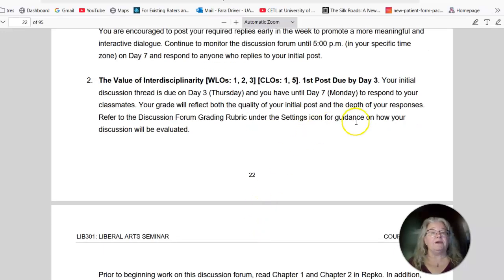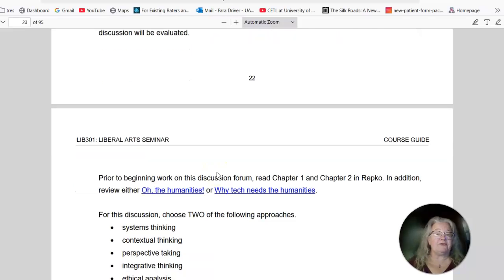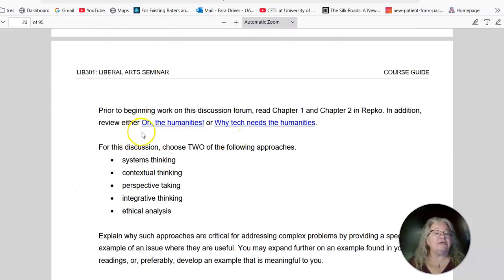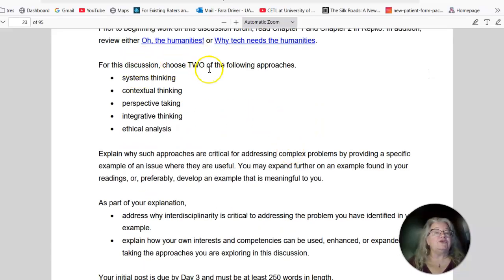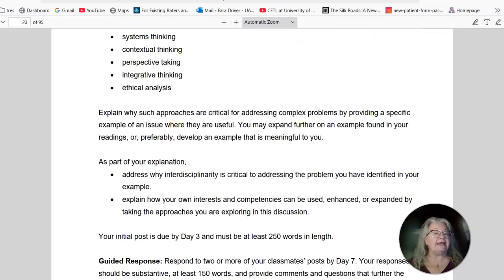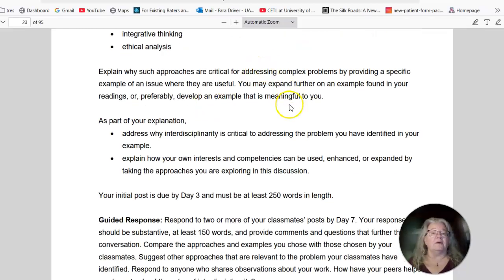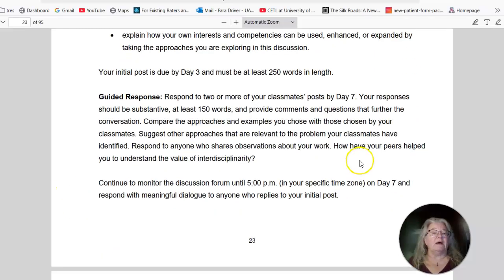It's going to be due on Thursday with your peer comments due until Monday, and that's going to be pretty standard for those. And you're going to need to use for these the videos, at least one of them, and then you're going to choose two of the following approaches: systems thinking, contextual thinking, perspective taking, integrative thinking, or ethical analysis. And each one of those you're going to learn about in the course of your assignment, required readings for this week, and in the videos. And then, as part of your explanation, you're going to address those points.